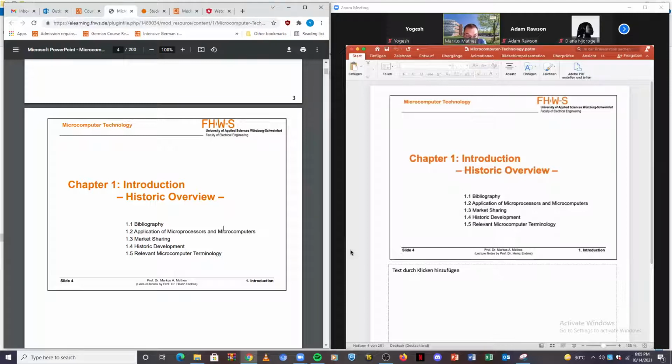I've already said in the last semester, everything you need you will find here in the lecture notes, but sometimes it helps if you read some additional texts from additional authors. Maybe then you get a better understanding or a new perspective. And we talk about application of microprocessors in microcomputers.